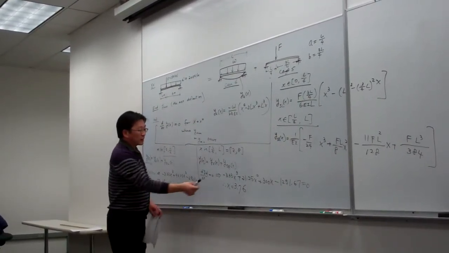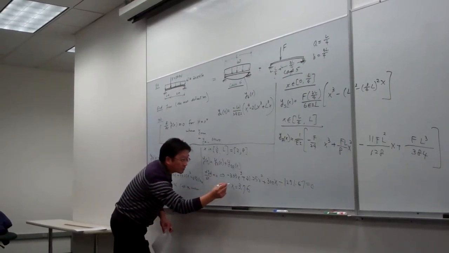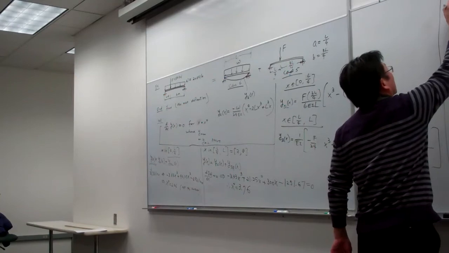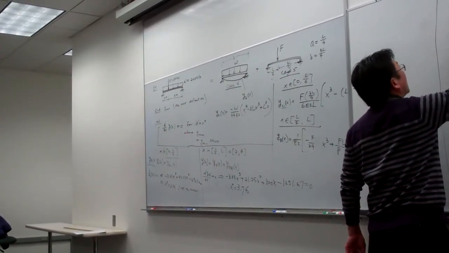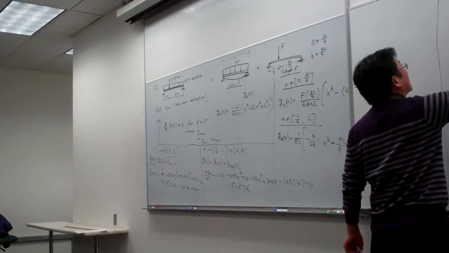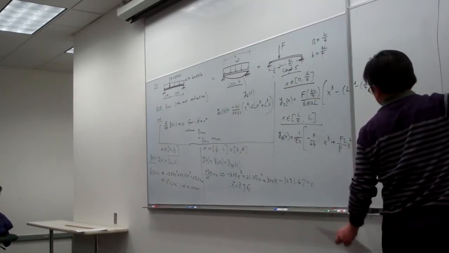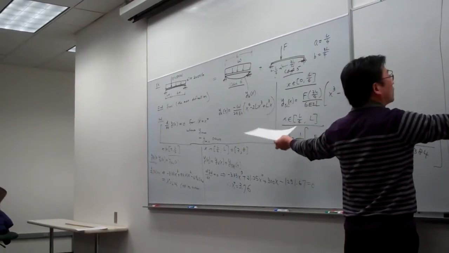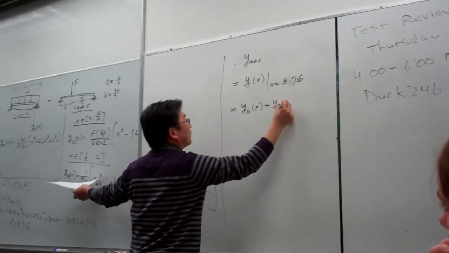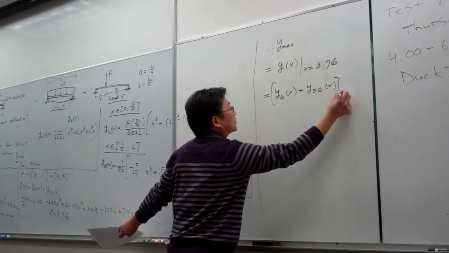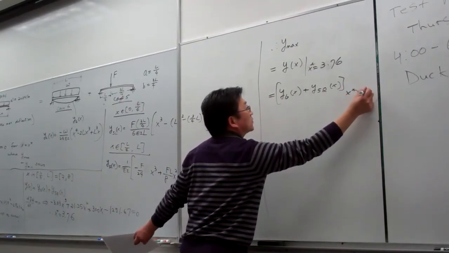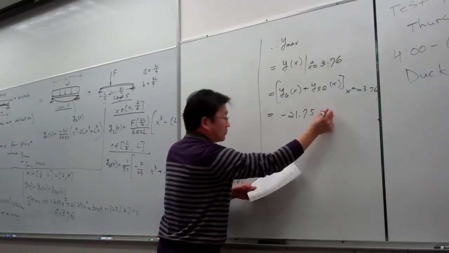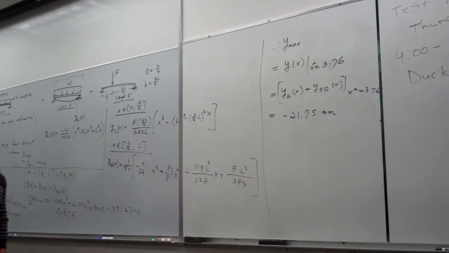Okay. So plug in the x into this value. Therefore the y maximum, let me write it up here, will be equal to y at x equal to 3.76. That is y6 plus y5 R. Here you simply plug in x equal to 3.76, plug in the information here, and you will get minus 21.75 millimeter. Minus simply means downward.